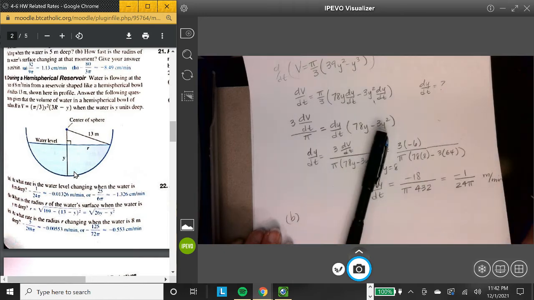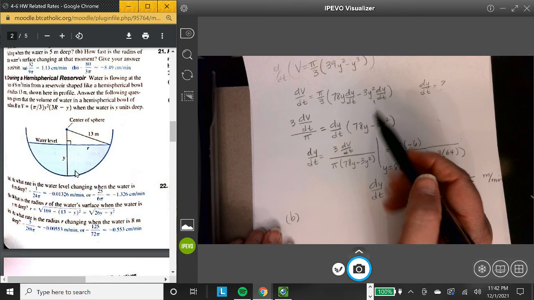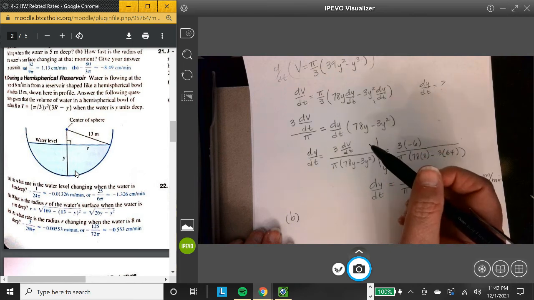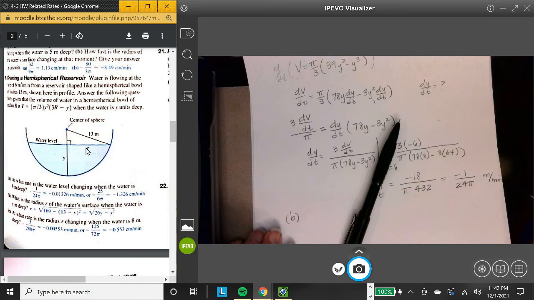Part B asks: what is the radius r of the water's surface? This is little r, when the water is y meters deep. So is there a relationship between little r and y? Well, what's hard to see is that this distance right here is going to be 13 minus y, because from the center of the sphere to the edge here is 13. So this right here is 13 minus y.